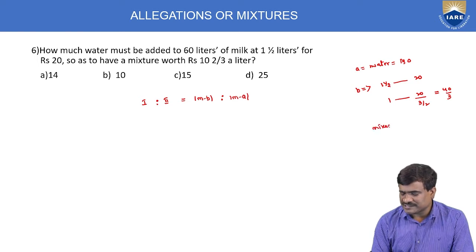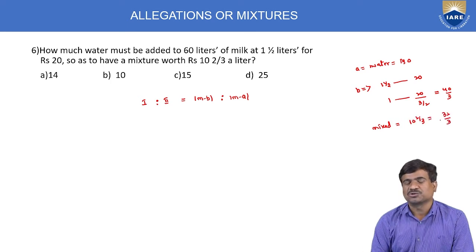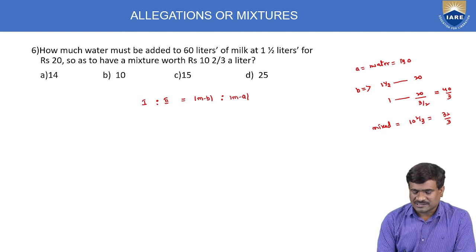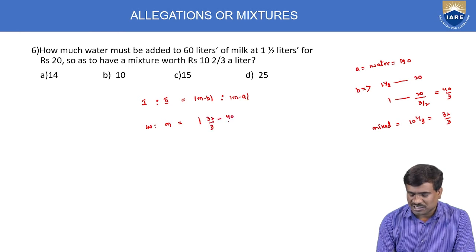Next, the mixed price is 10 2 by 3, which is equal to 32 by 3. Next, substitute into the above formula. Water is to milk is equal to 32 by 3 minus 40 by 3 is to 32 by 3 minus 0, which is equal to 8 by 3 is to 32 by 3. The ratio is 1 is to 4.